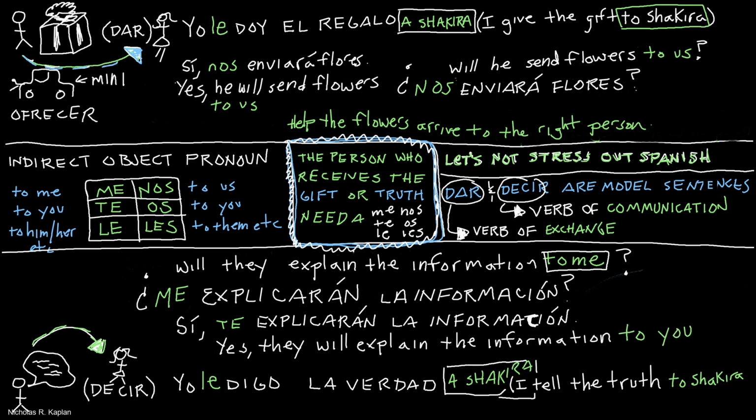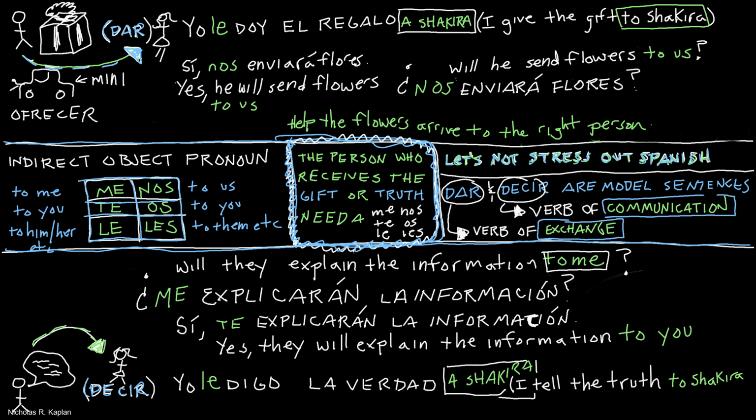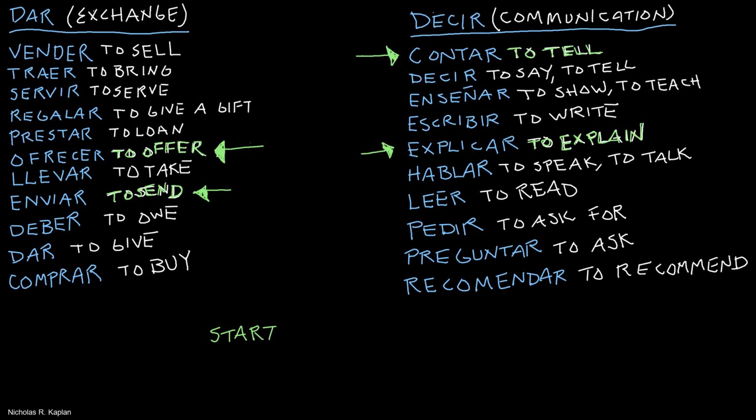Dar and decir. Start there. You're giving something and you're telling something. And when you're giving it to someone, you need a me, a te, a le, a nos, an os, and a les to make sure that it gets there. I know, it's kind of fun, right? Like you get this extra step, and at first you're probably thinking, why? And then I would say, because variety is awesome. Because having more options and ways to communicate and being even more clear in what we say, I just think that makes life even better.